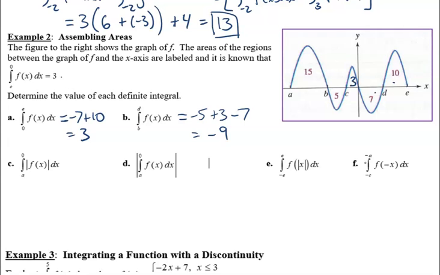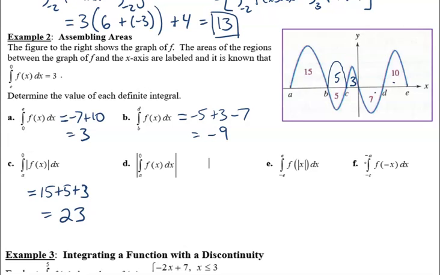The absolute value of a function takes anything below the x-axis and flips it up. So essentially I'm looking at this right here, and that has a value of 15 plus 5 plus 3, which is 23.